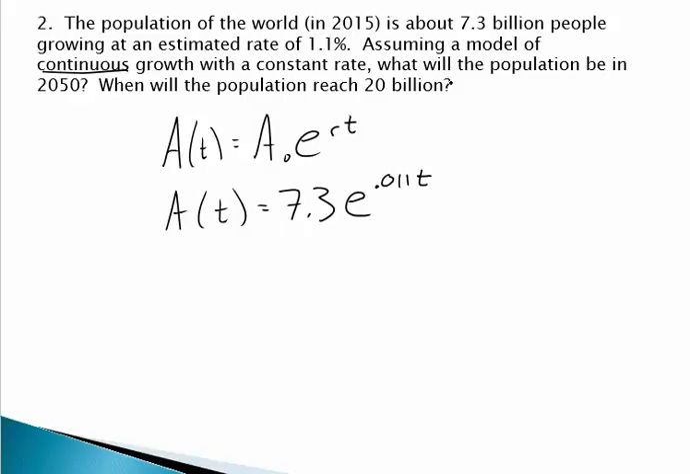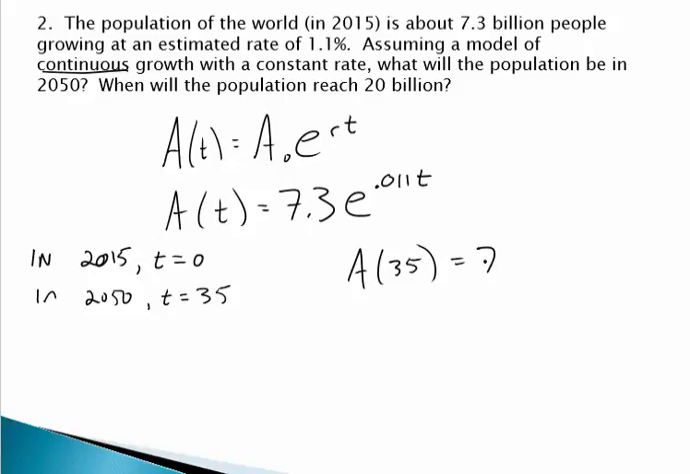So to answer the first question, what will the population be in 2050? I just have to be careful, okay? So we have to understand in 2015, we're going to start our model. So the time there will be 0. So in 2050, then the time would be the difference in the 2 years, right? How many years, or another way to think about it, how many years have gone by since 2015? Well, that would be 35 years, okay?